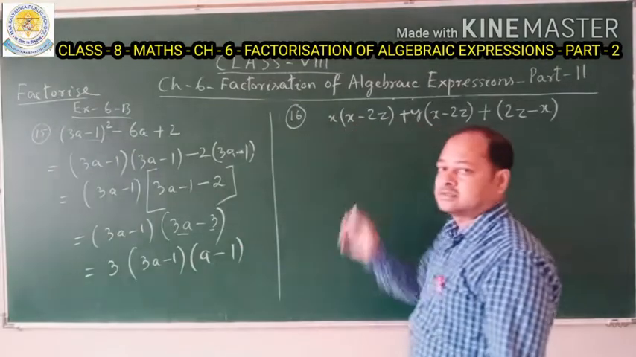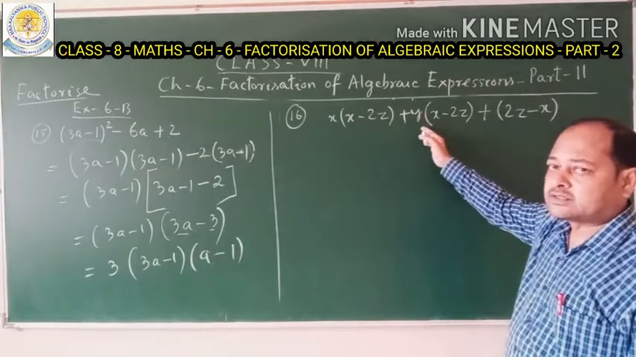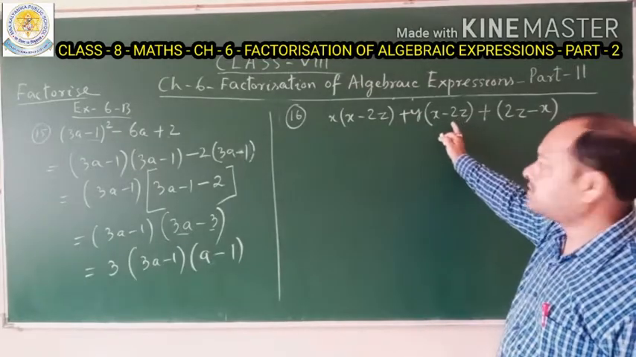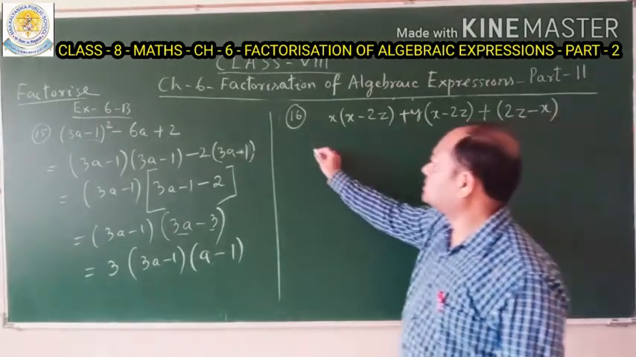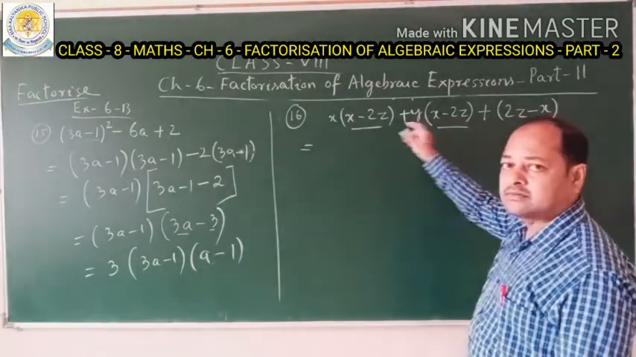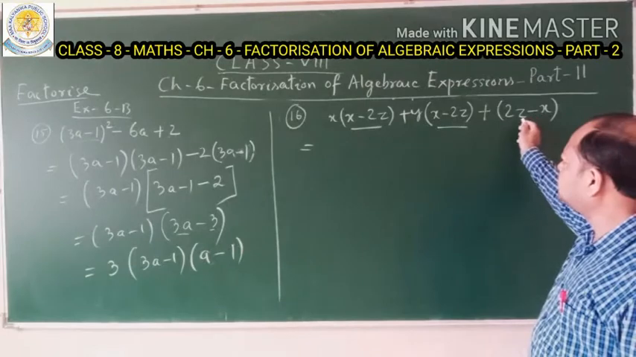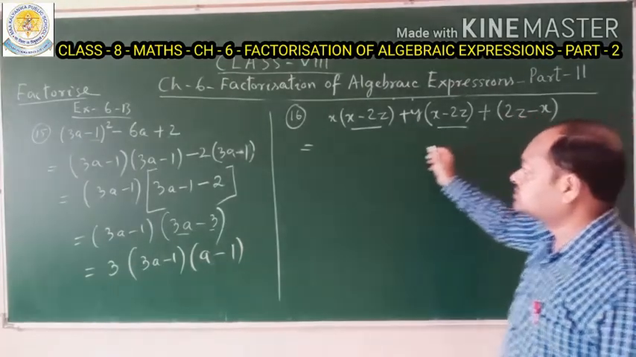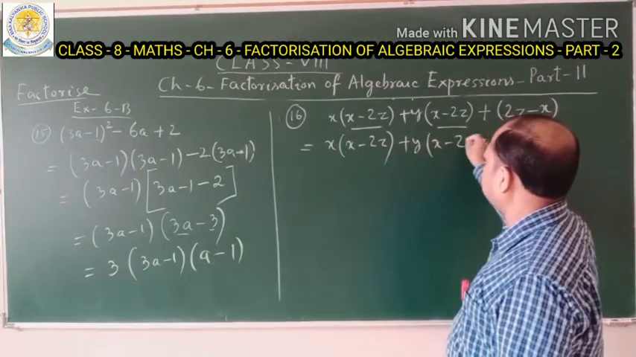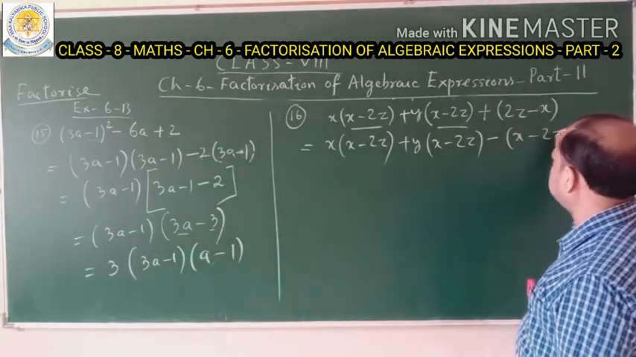Okay. Now look at this question number 16. Number 16 says factorize this algebraic expression: x into x minus 2z plus y into x minus 2z plus 2z minus x. So here we see that x minus 2z is here and x minus 2z is there. Here also the same term, but here 2z minus x is there. So if you want to change the sign, it becomes x minus 2z. So just change it: x minus 2z plus y into x minus 2z, then minus. If you change the sign to minus, it becomes x minus 2z.